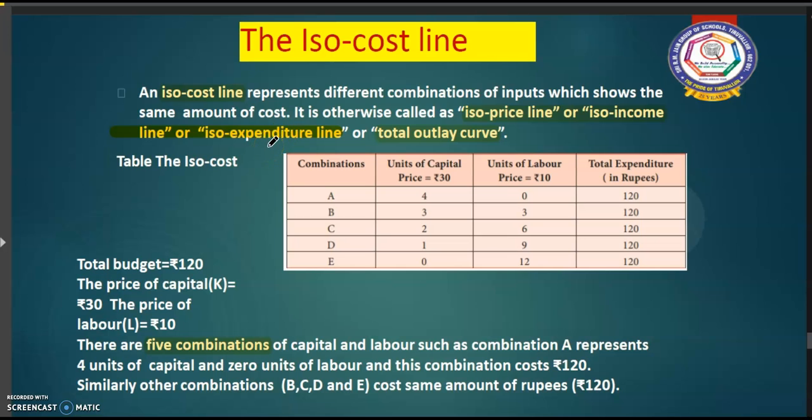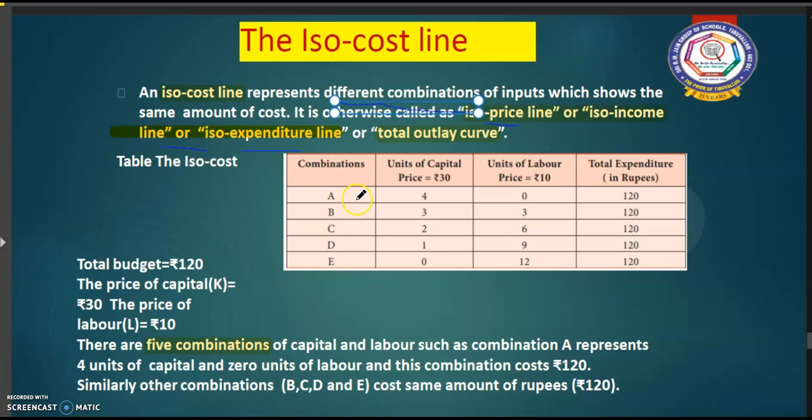Now isocost line, it is an important component in analyzing producers' behavior. So it gives the possible combinations of two factors that can be used at a given cost and for a given producer's budget. So it represents the different combinations of inputs. It is also called the iso price line, iso income line or iso expenditure line.